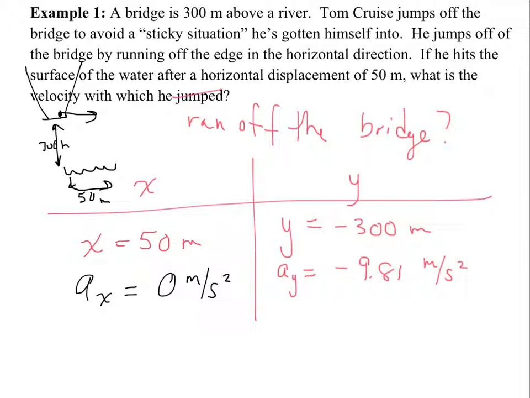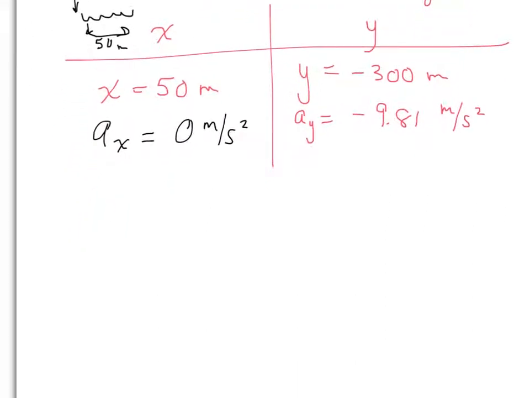So we don't know what formulas we're going to use in the Y direction yet, but I definitely know in the X direction, it's going to be something with X over T. And let's just call this VIX for now, meaning the velocity in the X direction.